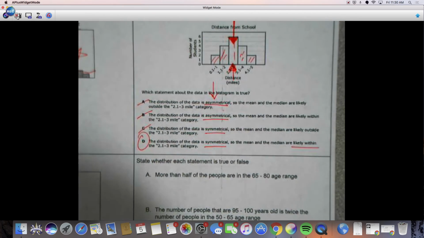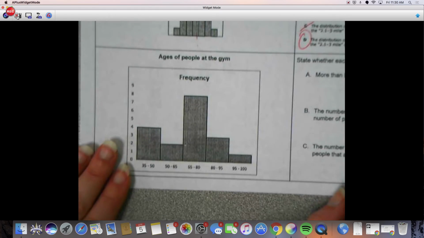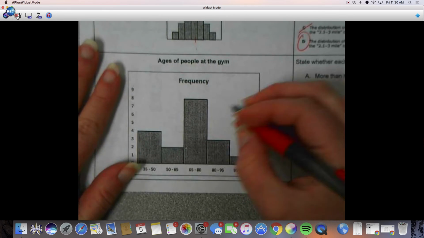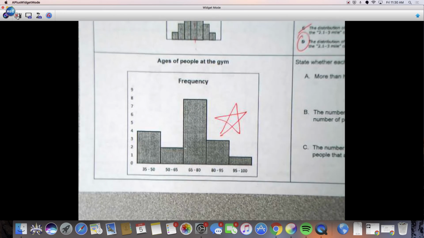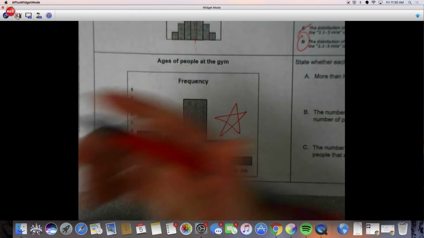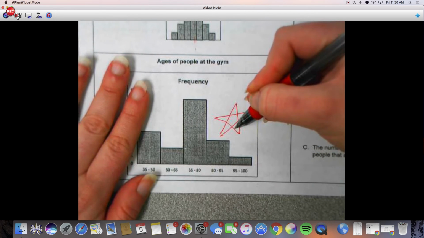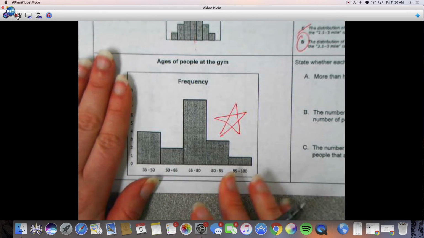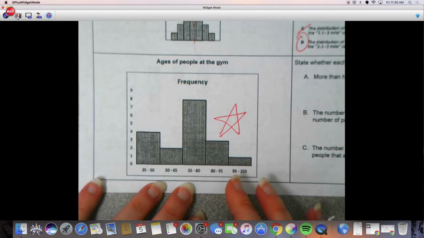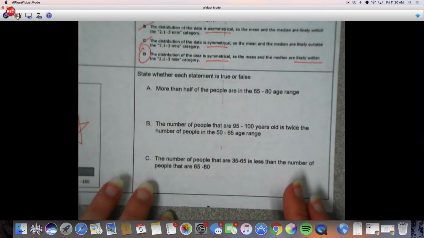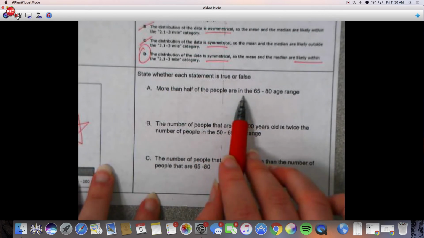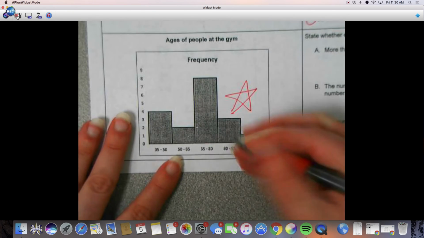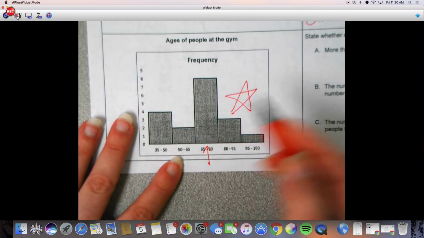Okay. Now, look at your next graph. Can we call this symmetrical? No. No, it's not a mirror. I would probably call this skewed to the right because that's where I see the most open space. Okay? So, looking at your data, A says more than half of the people are in the 65 to 80 age range. If we come over here, and you count, you have to go across and count how many people.